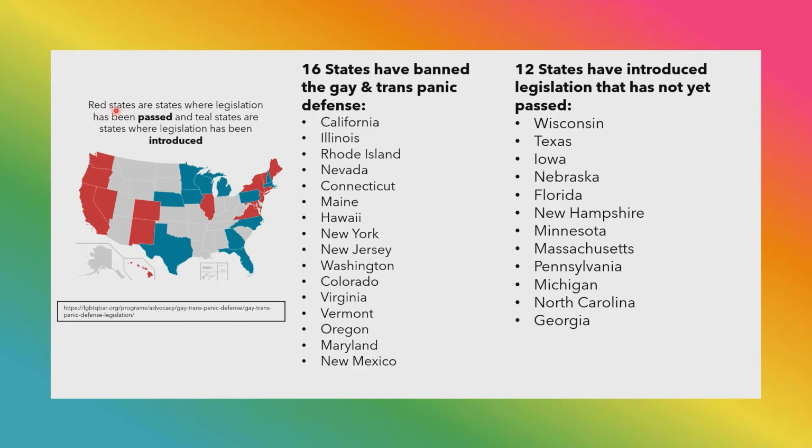So the red states are where it has been banned. You cannot use this as a defense strategy. The teal states are where there have been bills introduced, but they haven't actually gone through completely, not fully passed. Gray states are where there's nothing. There's no law saying you can't do that.